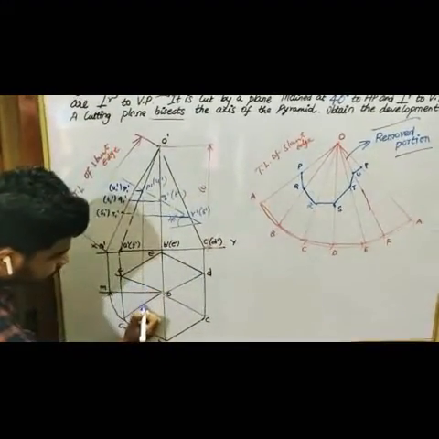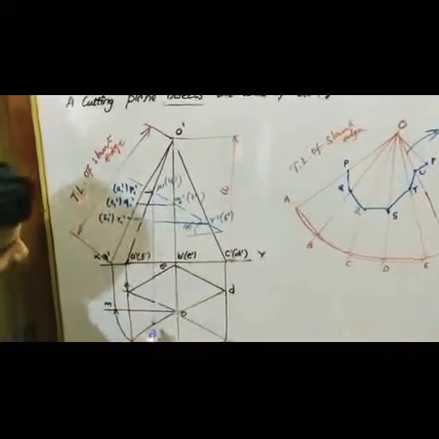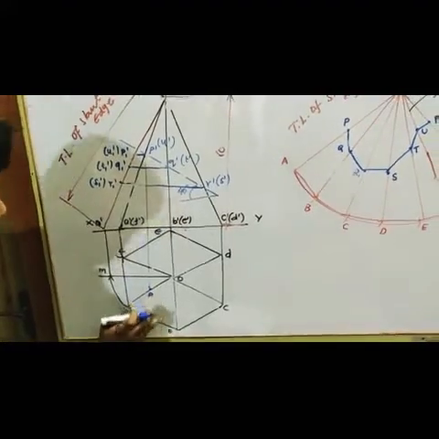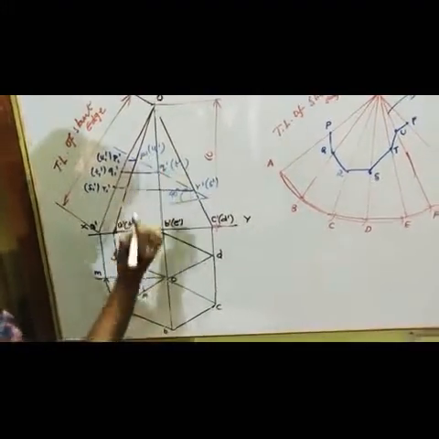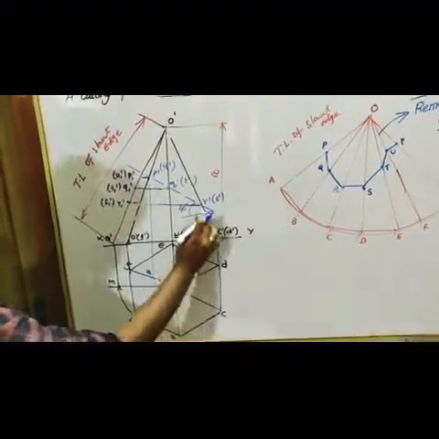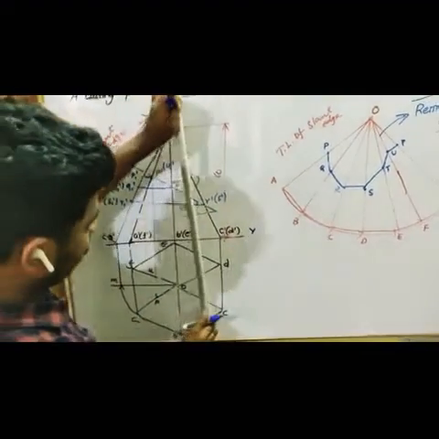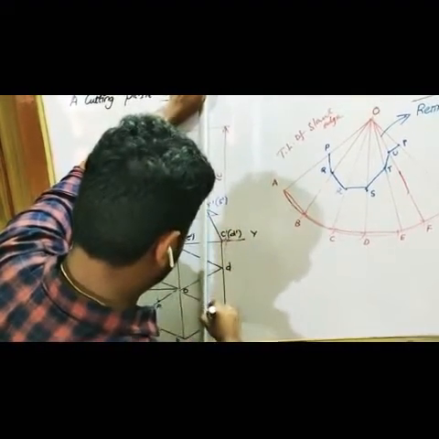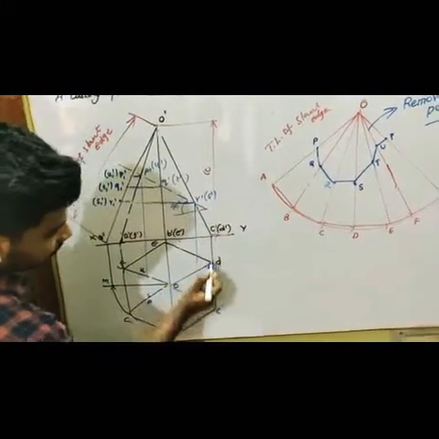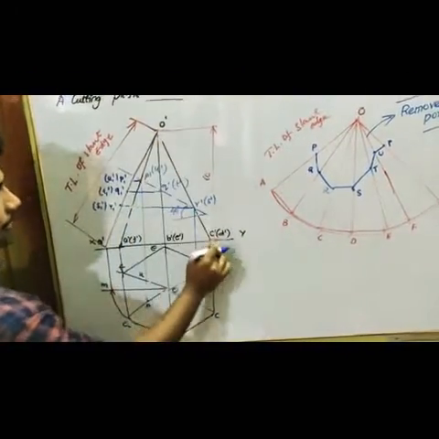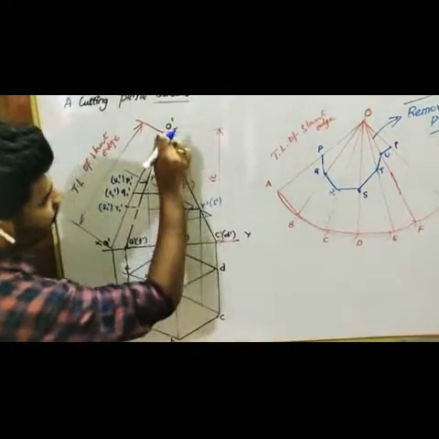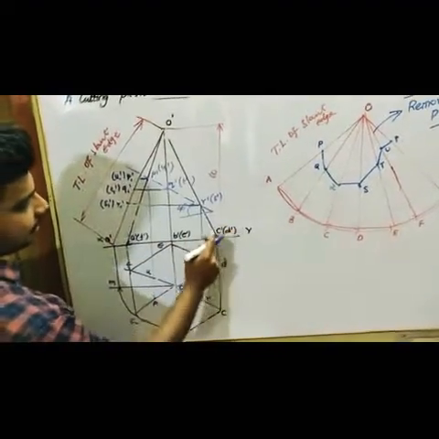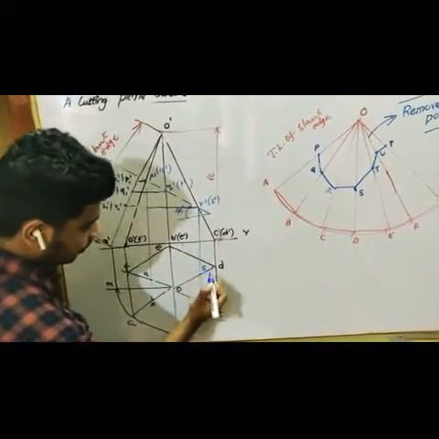On OA this is P1 dash, here it is small p, and for OF it is U. Similarly for R and S, you project them here, and you will get two points on OD and OC. So this is your OD and OC line. On OC it is R, and on OD it is small s. So this is your small s.